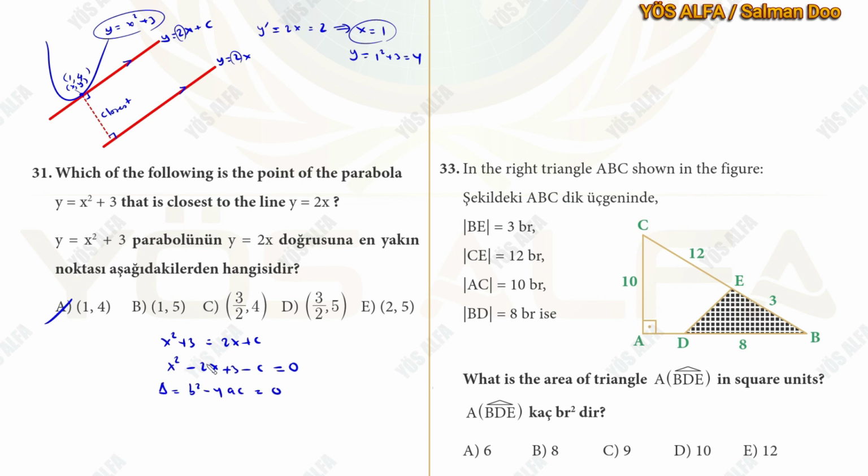be 0. b squared is this, minus 2 the whole square, which is 4, minus 4 times a, which is 1, and c is 3 minus c. From here, we can find that 4 is equal to 4 times 3 minus c. c is equal to 2. Let's substitute this c value here.